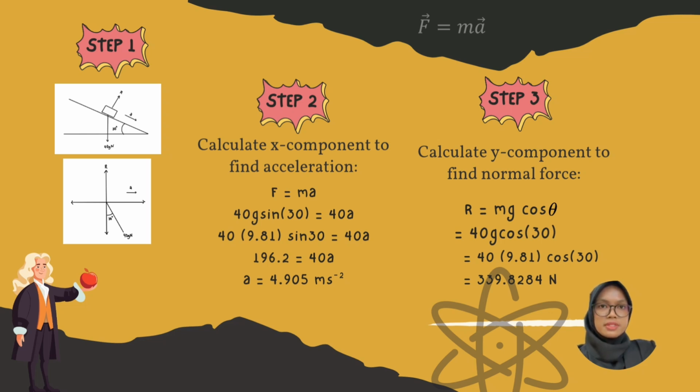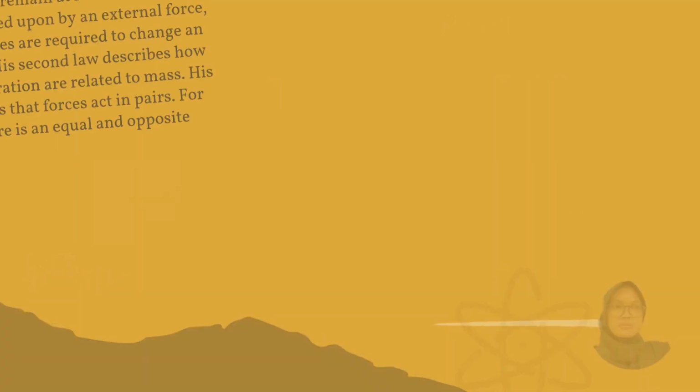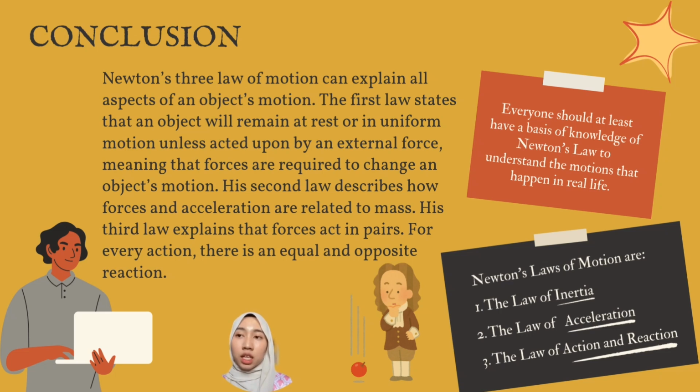Second, calculate the y component to find the normal force, which is R. R equals mg cos theta equals 40g cos 30 degrees. g equals 9.81. So the final answer is 339.8284 Newton.